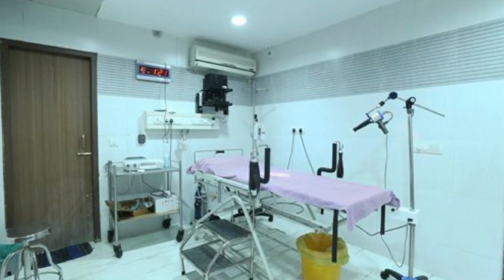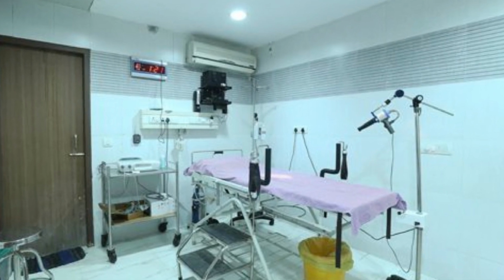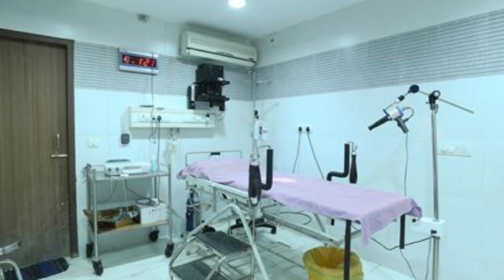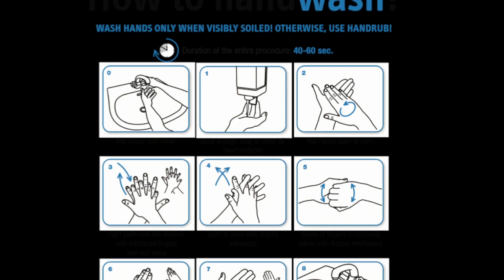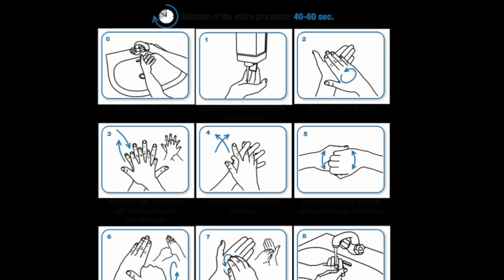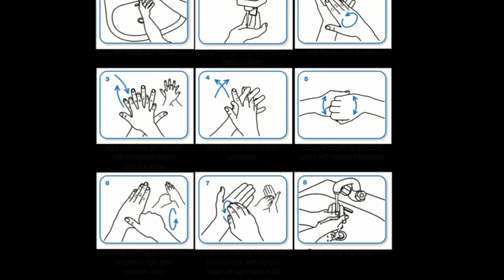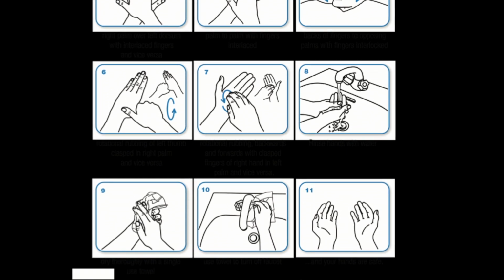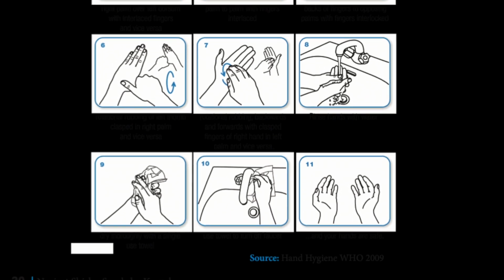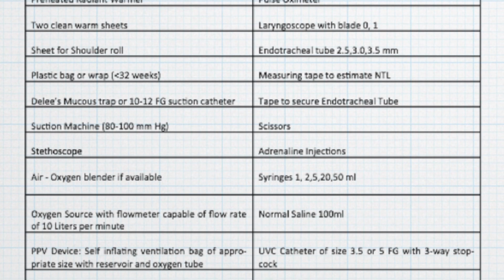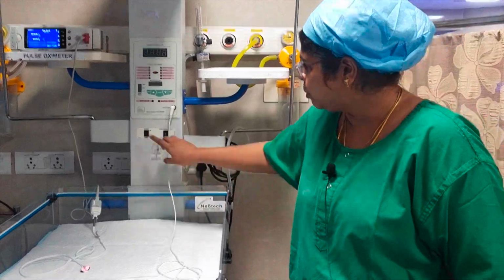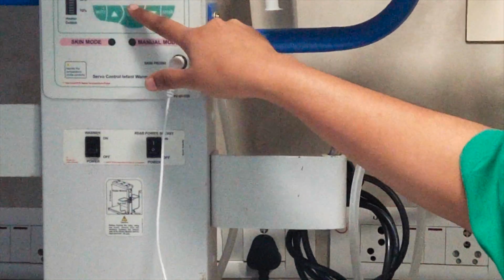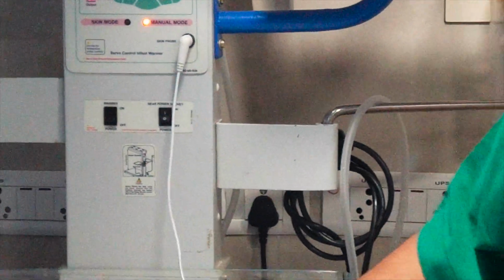Before you begin, close all the doors and windows, switch off the air conditioning and the fans, and keep the room temperature above 25 degrees Celsius. All the personnel involved in resuscitation should wash their hands for 40 to 60 seconds as recommended by the WHO and wear gloves before assembling equipment and supplies. Now we are going to perform the equipment check. We have to keep the radiant warmer ready. I'm going to switch on the warmer and switch the mode to manual, which will give 100% heat output. The skin probe has to be connected to the warmer.